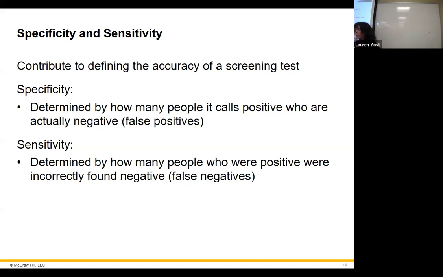So ideally, you can have both. They sound like they're mutually exclusive. They're absolutely not mutually exclusive. You want to reduce your false positives and your false negatives, right? So that's the idea here. You want it to be both specific and sensitive.